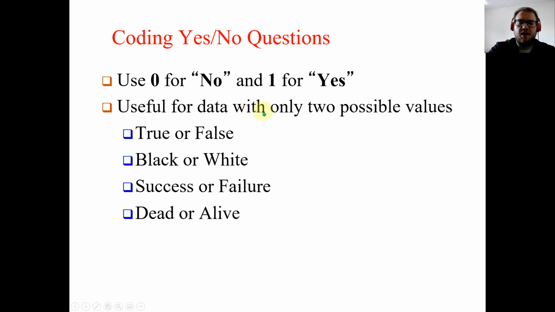So let's just say we have a survey of yes and no questions. So we could use 0 for no and 1 for yes. But this could also be useful for data with only 2 possible values. Another example would be true or false, black or white, success or failure, or dead or alive.